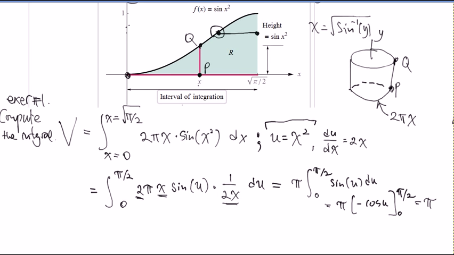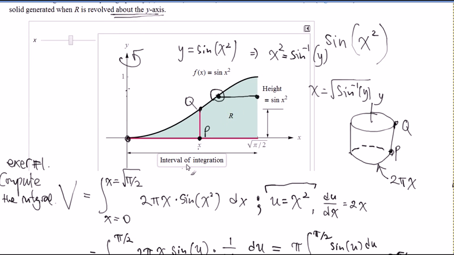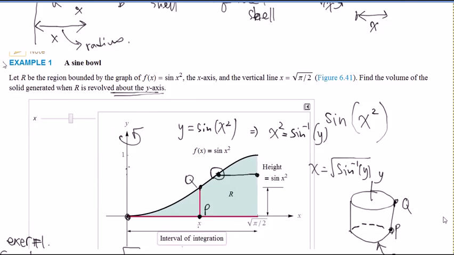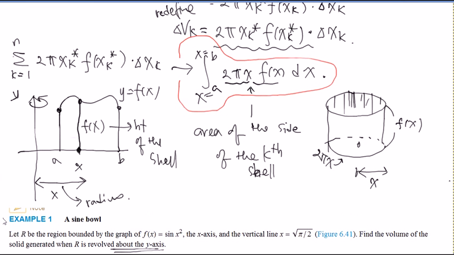Alright. So again, do not try to remember this as 2 pi x f of x. It is 2 pi times the radius times the height. 2 pi times the radius of rotation times the height of a shell. Then you'll be able to deal with tweaks of the problems. So here's a problem that I want you to do on your own, but let's at least copy this formula in here.